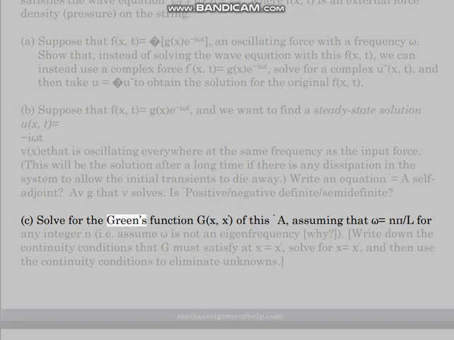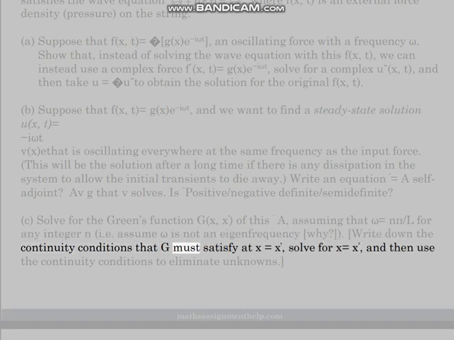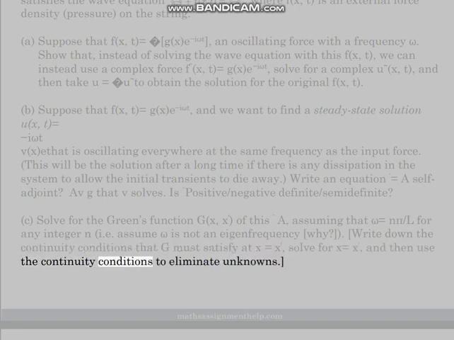C. Solve for the Green's function G(x,x') of this A, assuming that omega is not equal to n pi / L for any integer n, i.e. assume omega is not an eigenfrequency. Write down the continuity conditions that G must satisfy at x equals x', solve for x less than x' and x greater than x', and then use the continuity conditions to eliminate unknowns.